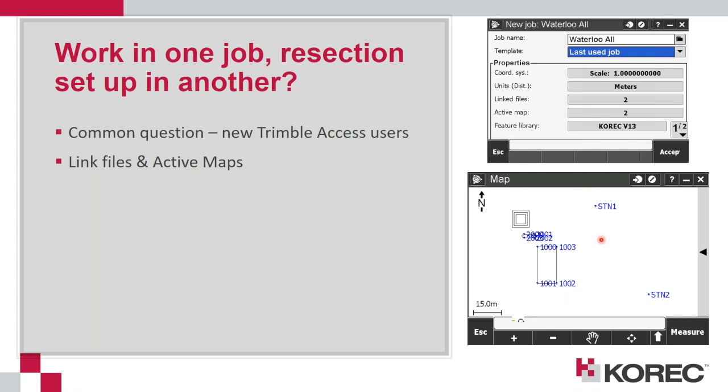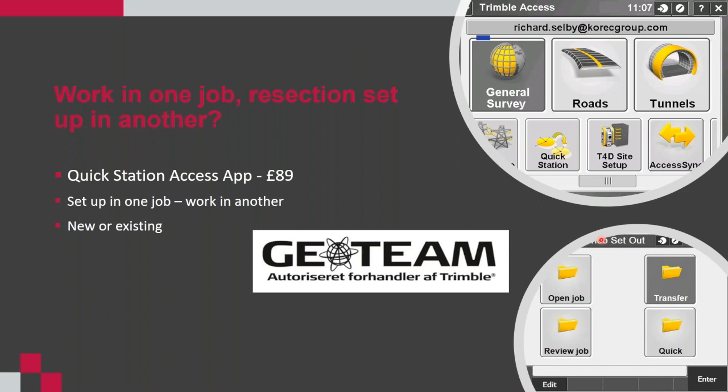As a solution to this, there's a Trimble dealer in Denmark, GeoTeam. They've come up with a neat little app called QuickStation. It's not very expensive. It's only £89. And using this QuickStation app, you can quickly transfer a station setup, a resection, etc., from any one job to another job, pretty much almost instantly, and carry on work. So I think we're nearly out of time, but let me just quickly show you how we can do that before we finish.